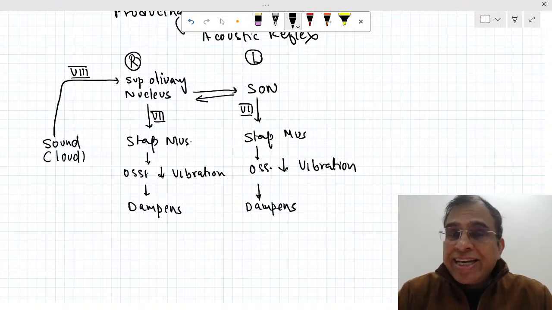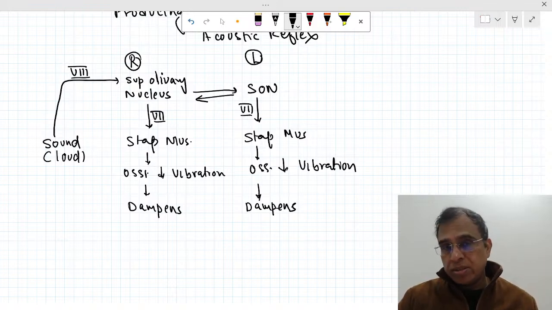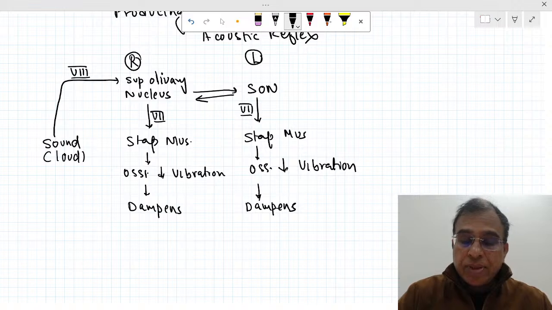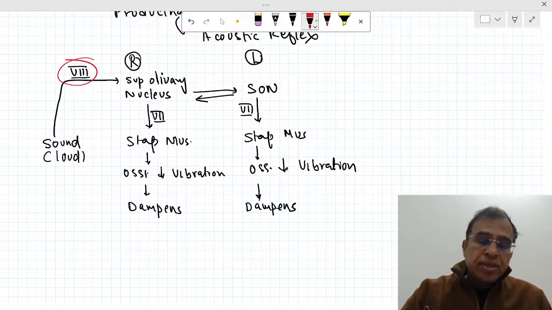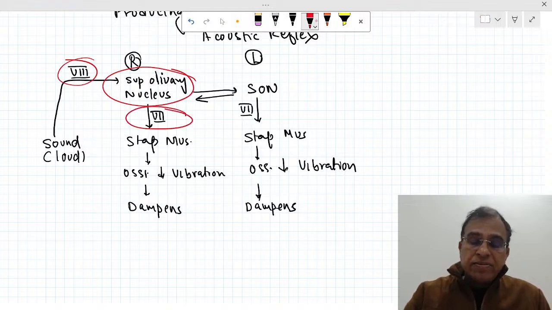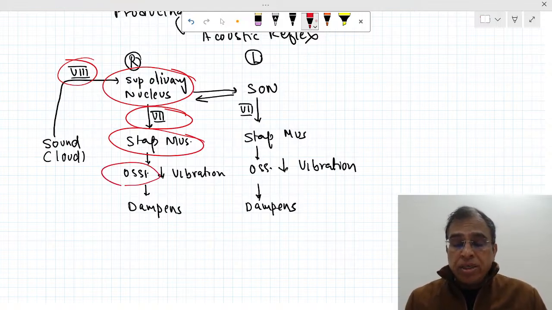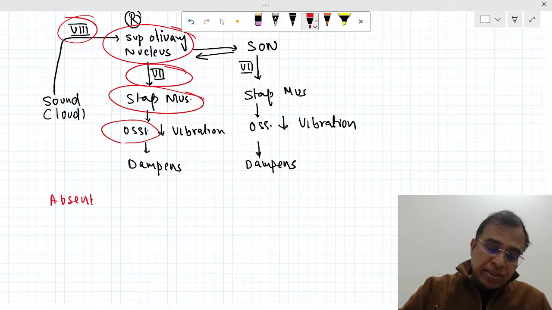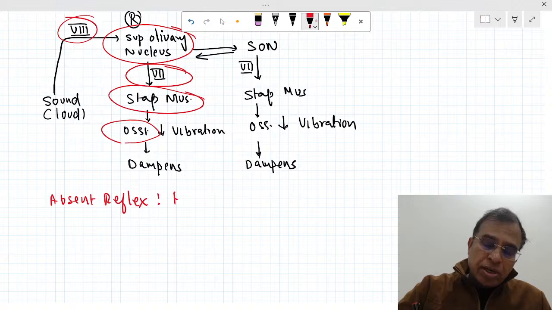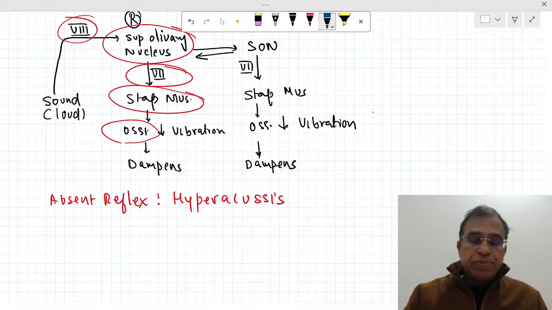Okay, there are two or three takeaways from here. Number one, even if you give loud sound to one side, the reflex will always happen on both sides. In a normal person, it will always happen on both sides. And what are the things that I need for a normal reflex? I require the eighth nerve, the superior olivary nucleus, the seventh nerve, the stapedius muscle, and the ossicles. All these should be functioning normally for a normal reflex. If any of the five is damaged, then there is an absent reflex. And if the reflex is absent, that condition is called hyperacusis. So you have to know the meaning of this word, hyperacusis. It is the term used where the stapedial reflex is absent.